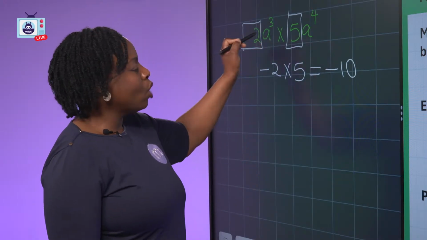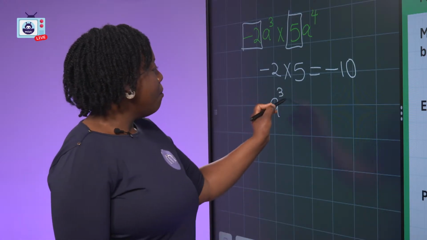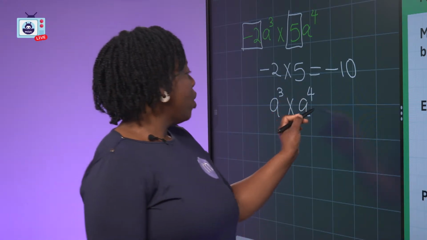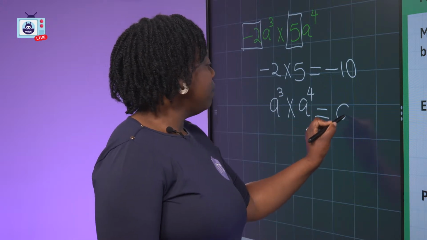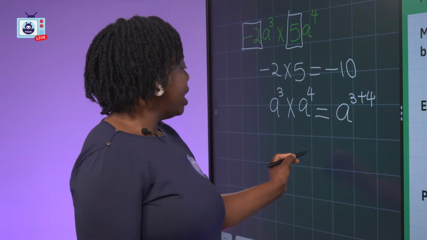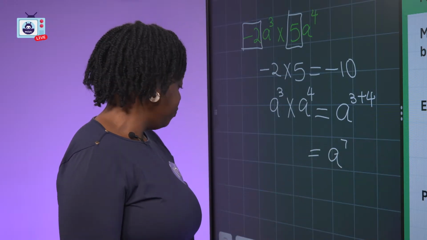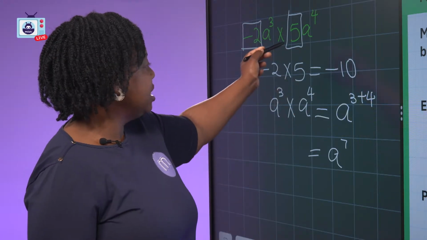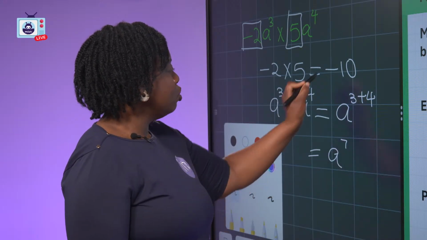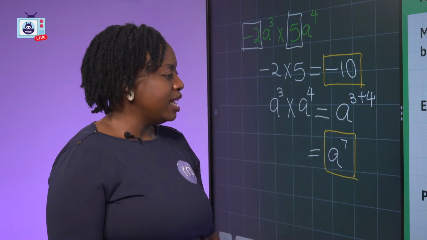Again, you're going to take your variables, which is a to the exponent 3, multiply that by a to the exponent 4. When you do that, remember the rule, we keep the base and we add the exponents. So what we're going to have there is a to the exponent 7, right? If you add this together, then our answer is going to be negative 10a to the exponent 7.